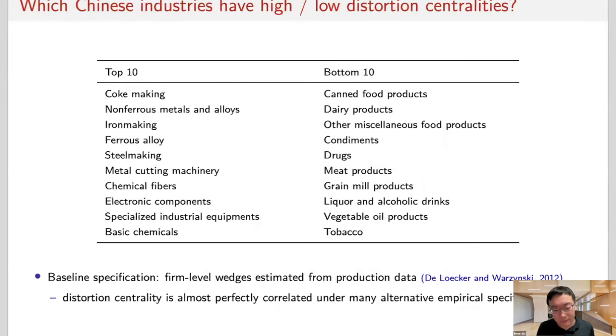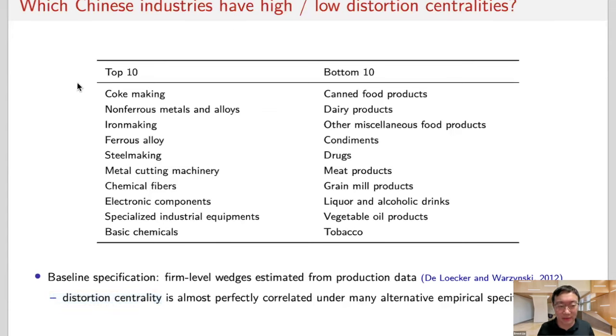So in China, where I have access to firm-level manufacturing data, I can use I/O methods, structural I/O methods, to estimate firm-level wedges. I treat those as distortions, and then I aggregate to the sector level. But recall that the notion of distortion centrality doesn't really depend on how I measure the distortion. At least the ranking of distortion centrality doesn't really depend on how I measure it. If I set distortion to be constant across all sector pairs, I basically get back the same answer in terms of ranking of distortion centrality across sectors.